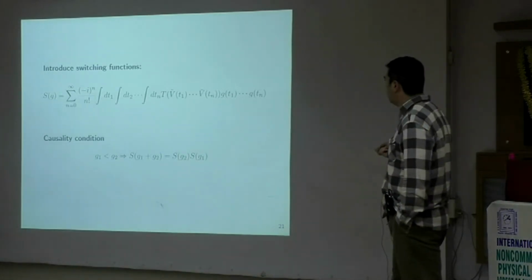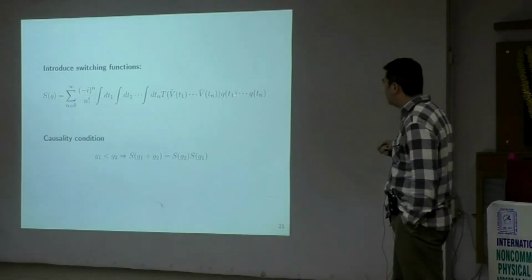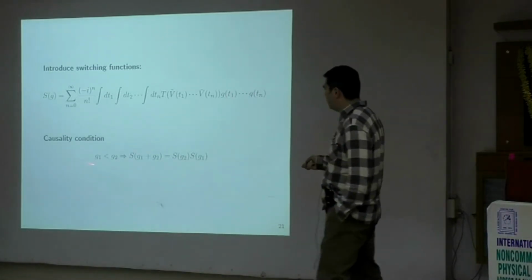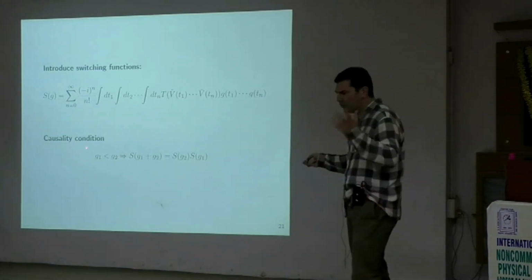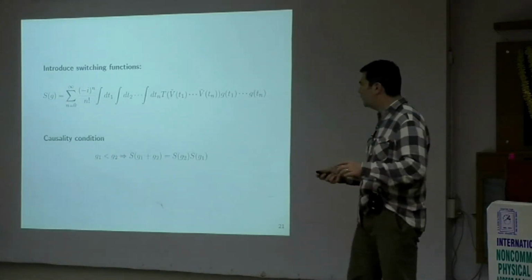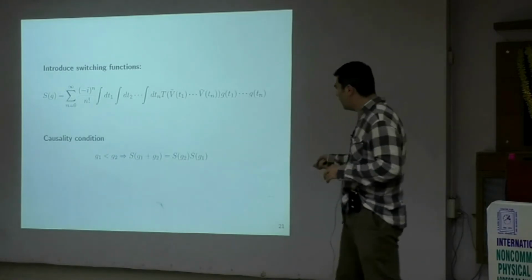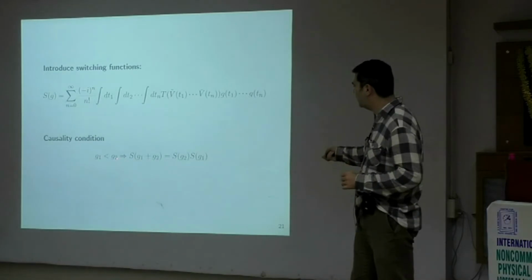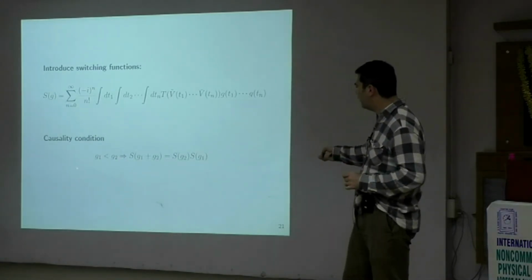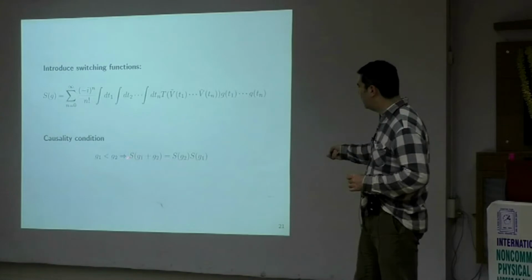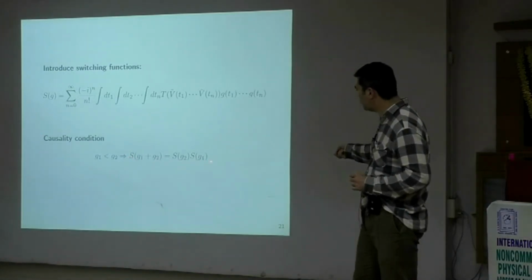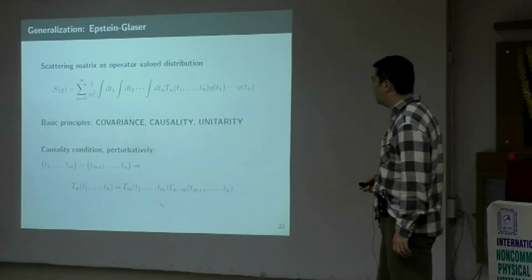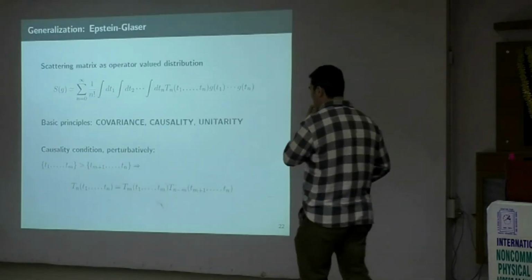There is this idea of introducing a switching function in the interaction, and then using a causality condition of this type. Here I am thinking about quantum mechanics, so G should be a function of time, and this means that the support of G1 lies to the past of the support of G2, and the causality condition tells us that in this case the scattering matrix should factor in this way. This is at the core of the Epstein-Glaser approach and also of the approach by Bogolyubov.